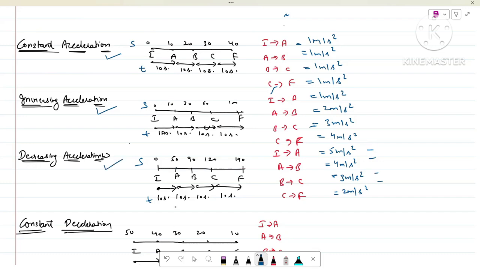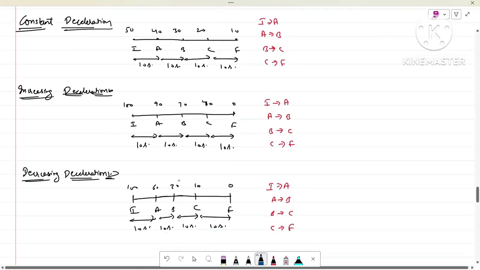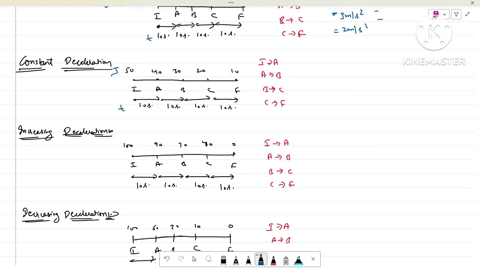Now we will talk about constant deceleration. Again, I have considered this situation. Here I am writing speed, here I am writing t, time. From I to A, the object's initial speed is 50, then it became 40. So change is minus 10 in 10 seconds. Now here we are talking about deceleration because it is a negative change.